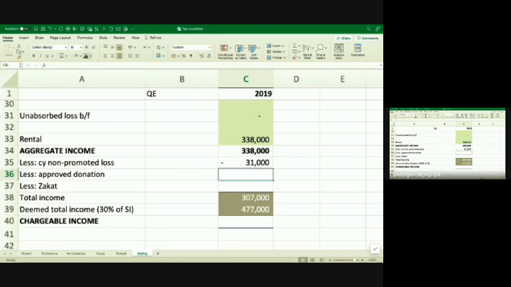Do you have any donation? No, you don't have any zakat. So because of that, your total income is 307,000. 338 minus 31,000, you have 307,000.